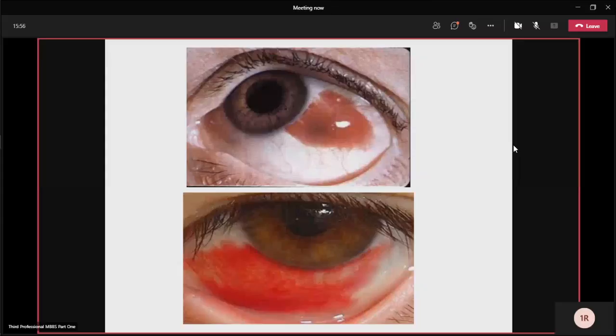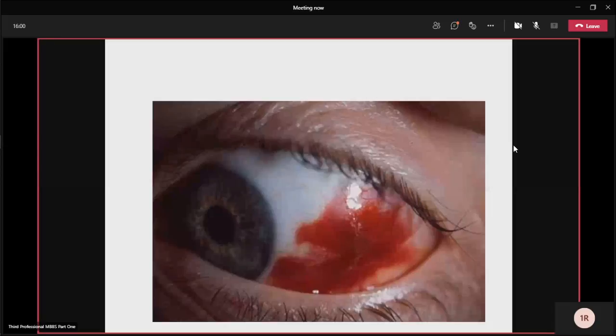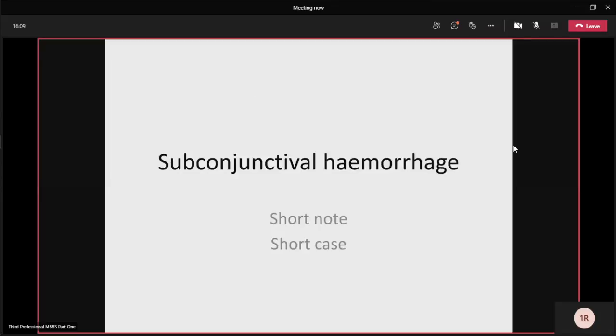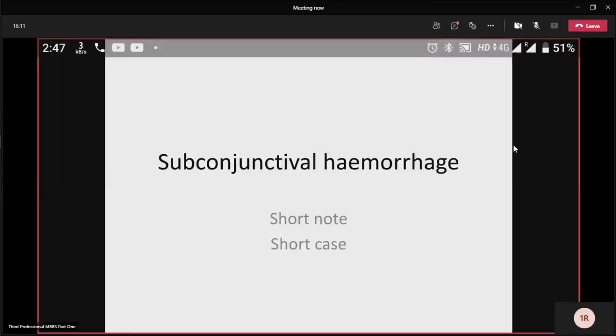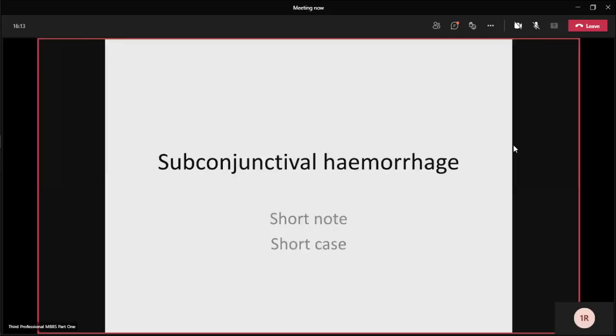So in scleritis, you will not find this well-defined border, and they will be associated with pain. In this case, there will be no pain. Scleritis is associated with joint pain, and other anterior chamber inflammation can be seen. So we have completed subconjunctival hemorrhage. It will come as a short note. You can write all this, and you will get good marks, and you may get it as a short case.